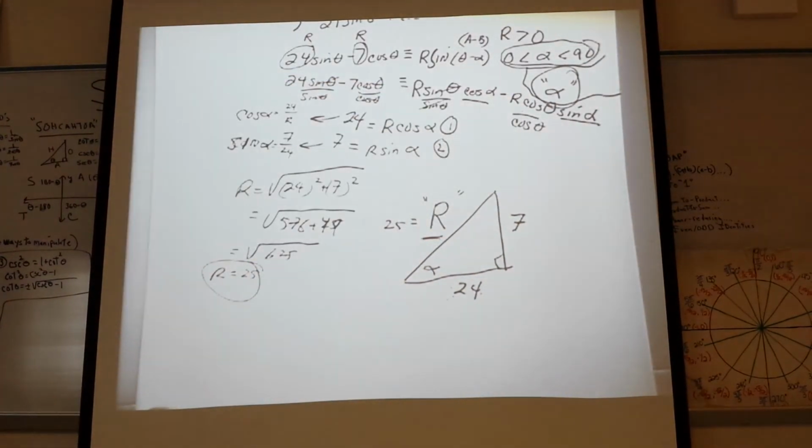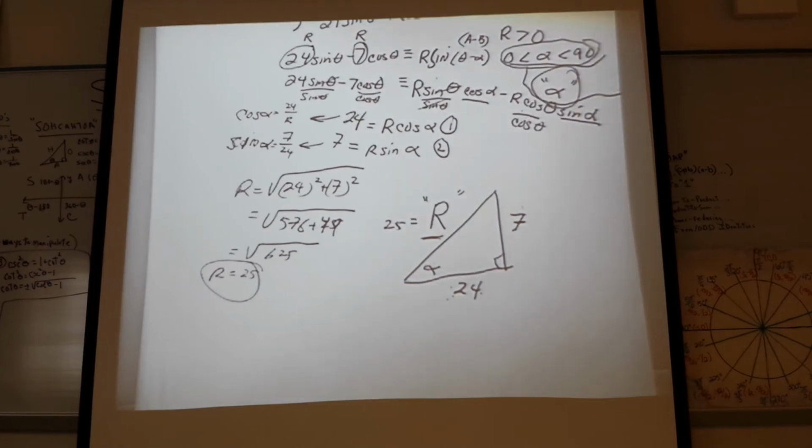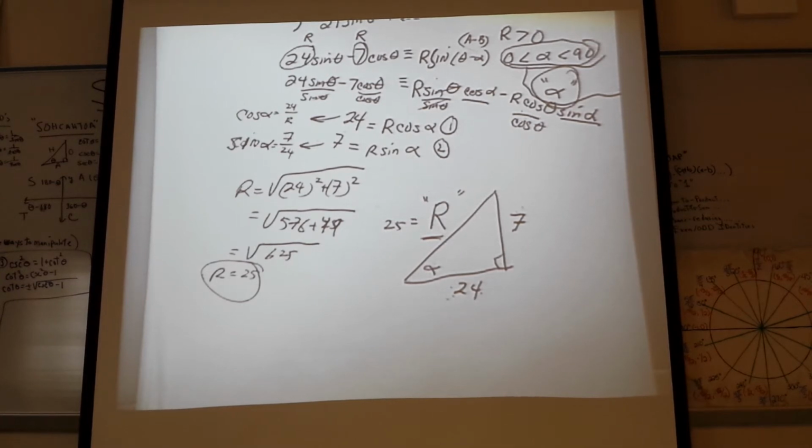There's also sine, cosine, and their other buddy, tangent, right? Doesn't matter which way you do it. You can use any cofunction you want. So we have 7 equals r sine theta. We can plug in the r and then solve for theta.